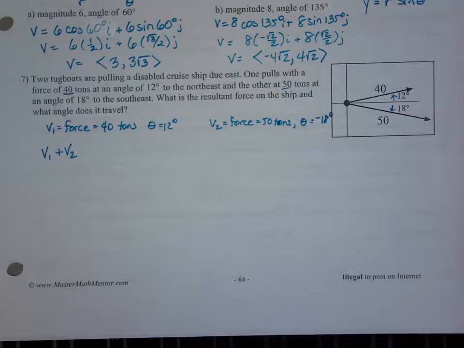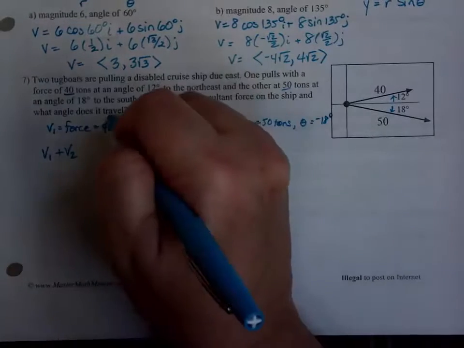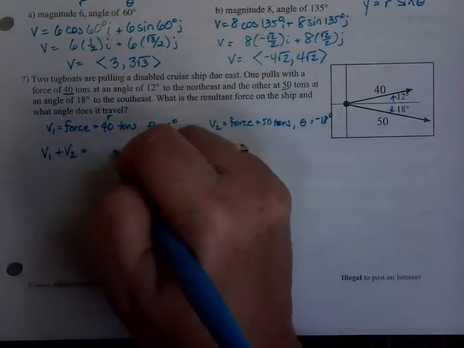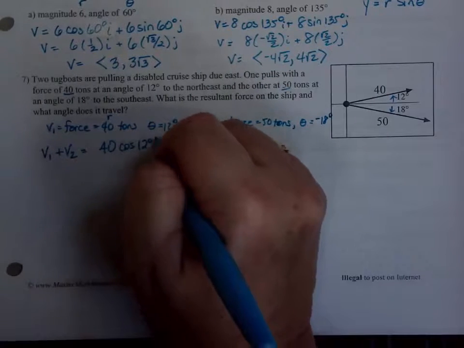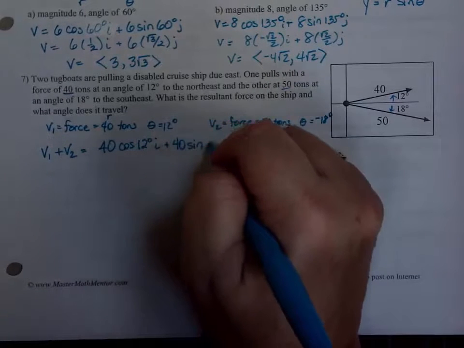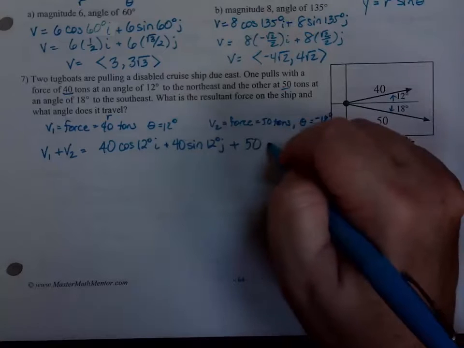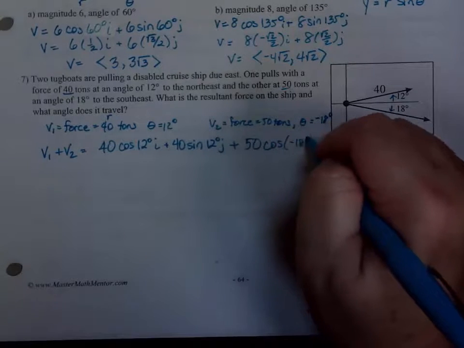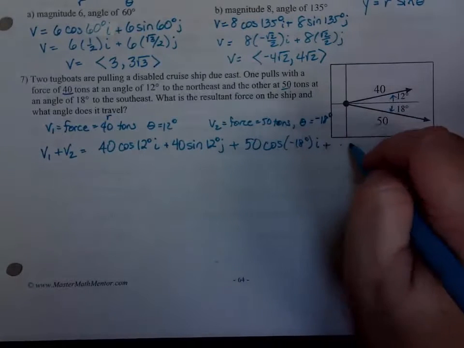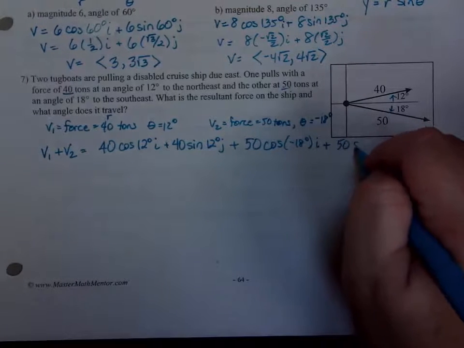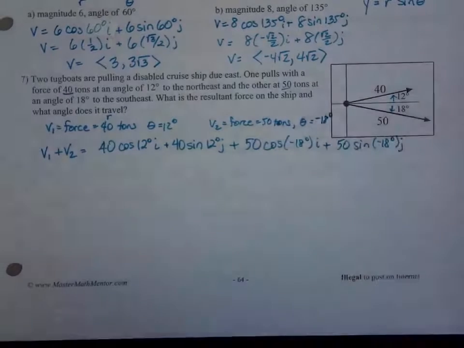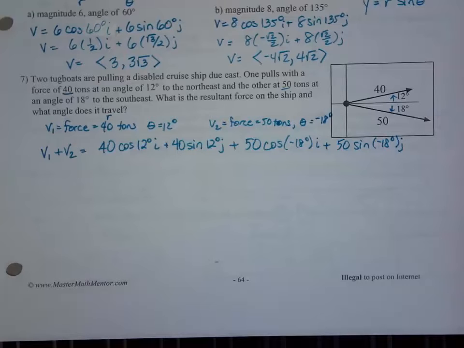So we're going to write one big long math sentence with both of them in the i's and j's, cosine and sine form. So this is like our r, and this is our theta. So this is going to be 40 cosine 12 degrees i plus 40 sine 12 degrees j. That's the first boat. What would the second boat be? 50, what? Cosine negative 18 degrees i, don't forget your i's and j's, plus, and it's always plus, angle doesn't matter, 50 sine negative 18 degrees j. Are you with me? Okay. These angles are not on the unit circle, so we're going to need a calculator for this. So please grab your calculator.